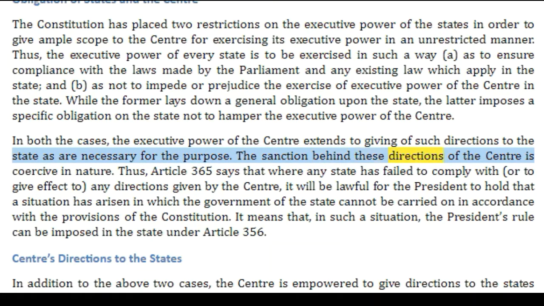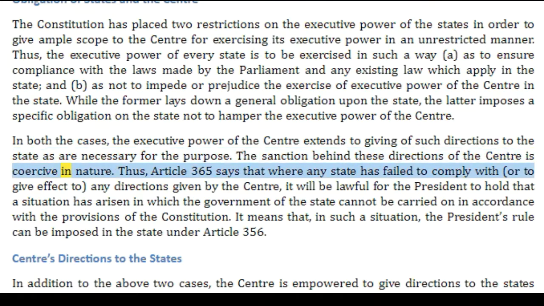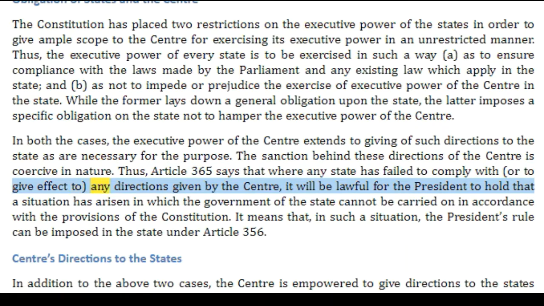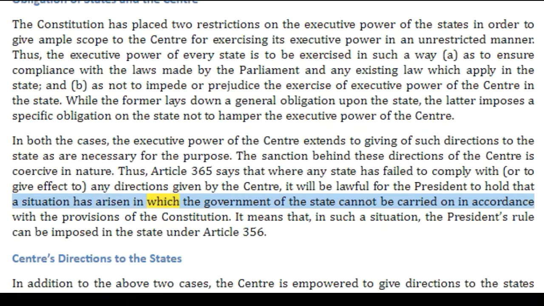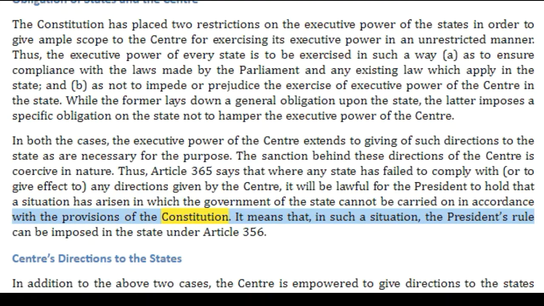The sanction behind these directions of the center is coercive in nature. Thus, Article 365 says that where any state has failed to comply with or to give effect to any directions given by the center, it will be lawful for the president to hold that a situation has arisen in which the government of the state cannot be carried on in accordance with the provisions of the Constitution. It means that, in such a situation, the president's rule can be imposed in the state under Article 356.